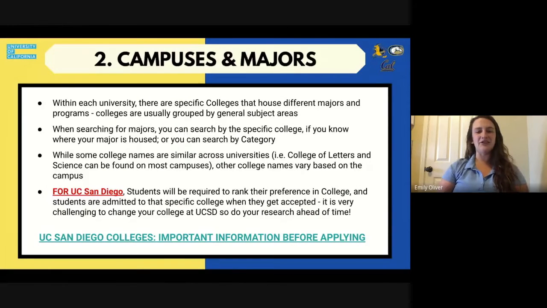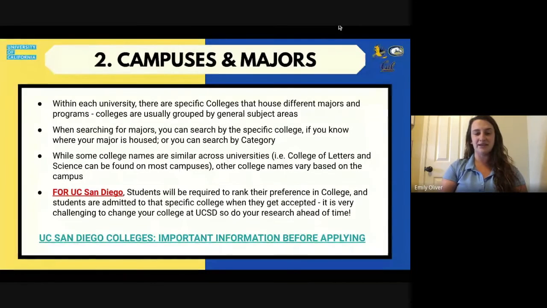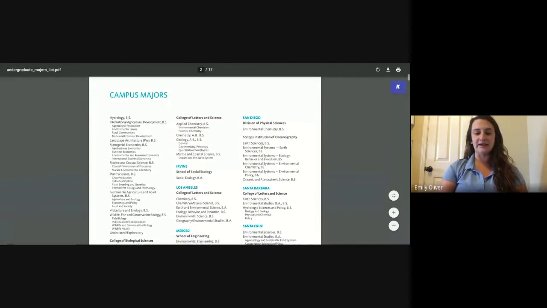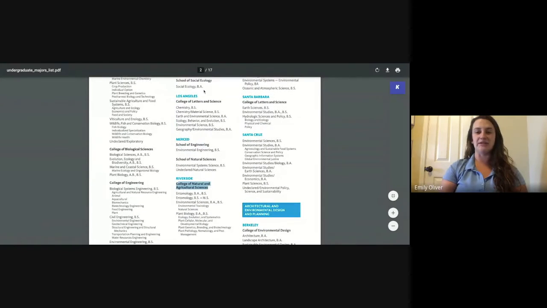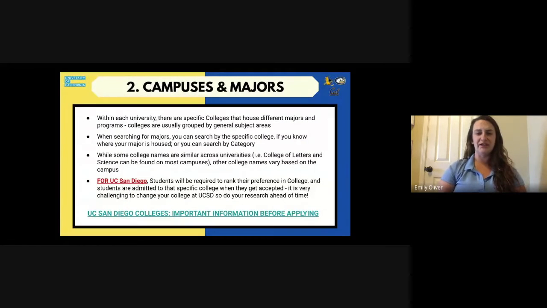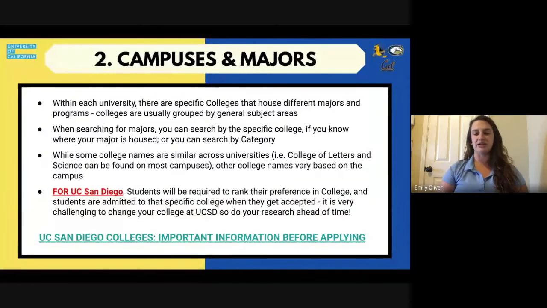And another thing to add in terms of campuses and majors. There is some vocabulary that you should get accustomed to as you're applying. Within each university, there are specific colleges that house different majors and programs. So if you look over at that list that I showed you before, you can see there's the College of Letters and Science, there's School of Engineering. Each campus has different colleges that they're broken up into. And the colleges signify different subject areas usually. So usually they're grouped by general subject areas.